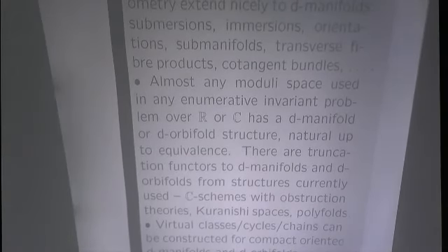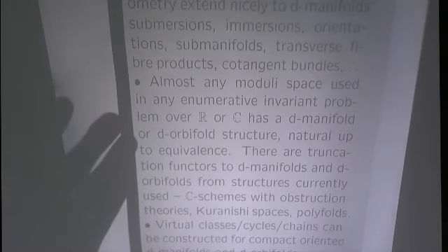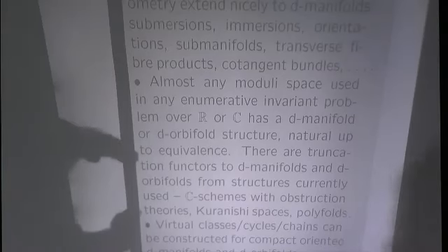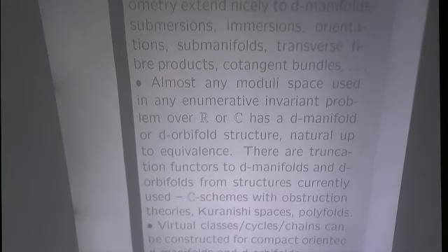Next, and linking back to moduli spaces, basically almost any moduli space used in any enumerative invariant problem over the reals or the complex numbers should have a D-manifold or a D-orbifold structure, which will be natural up to equivalence. So there should be truncation functors. This bit is really work in progress because I haven't written that up yet.